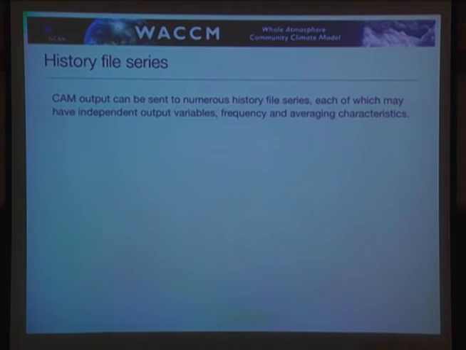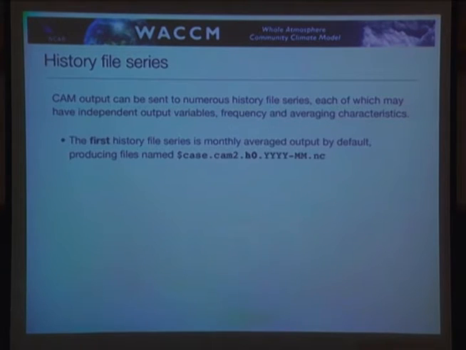Now there are a number of Finkels and Fexels because there are a number of history file series in WACCM. And these are independent history series which can have independent output variables and independent frequency of output, independent averaging characteristics. So for example, there's the first history file series, which is by default monthly averaged output. And this goes by a name that looks like this. You'll see an H0 in it, and then the year and month. And for some reason it says CAM2, even though we're pushing CAM5 now, but it still says that.